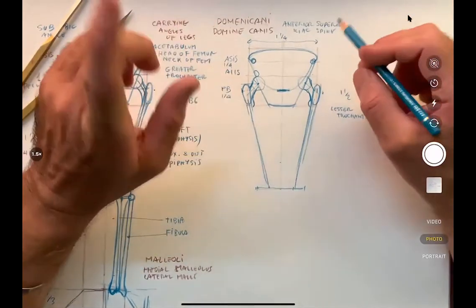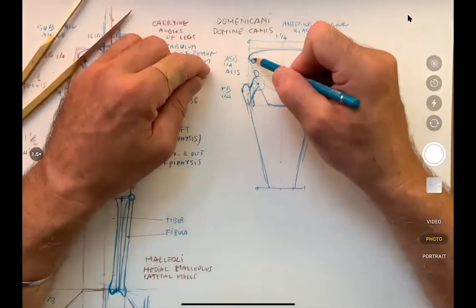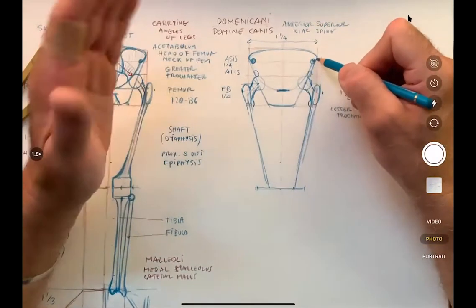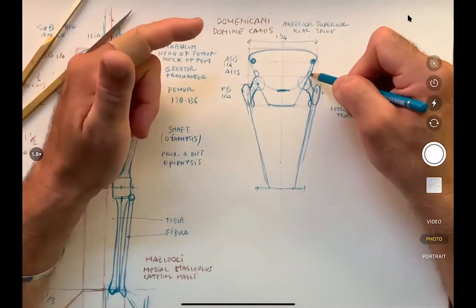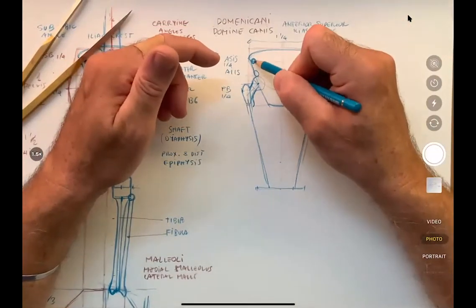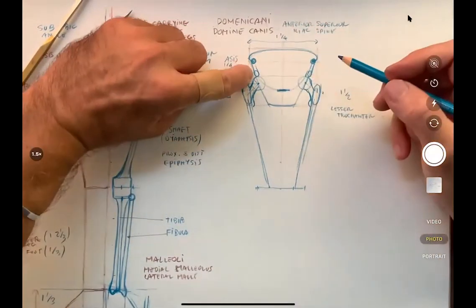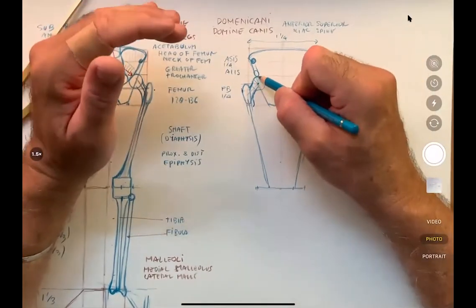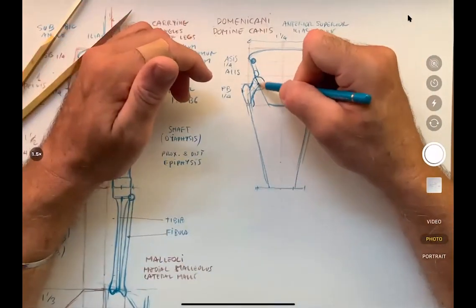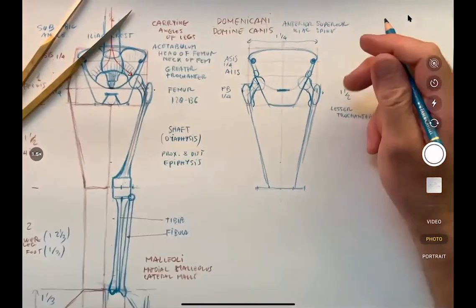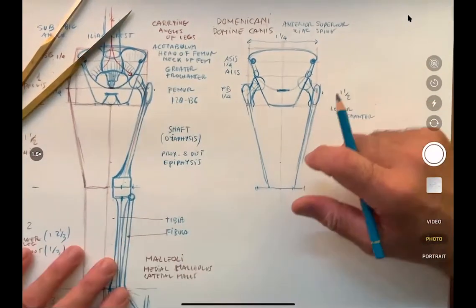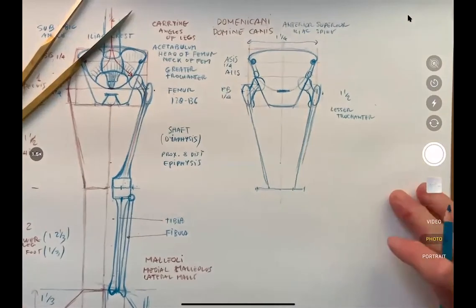For now, we concentrate only on this one, the anterior superior iliac spine, and then later also on the inferior. The inferior is just a little bit below the superior and just above the head of the femur, right? Which is, if I have a pelvis, I want to show you where it is.